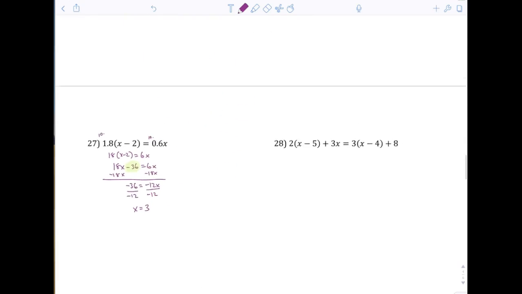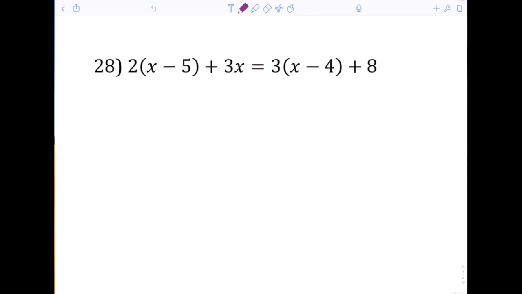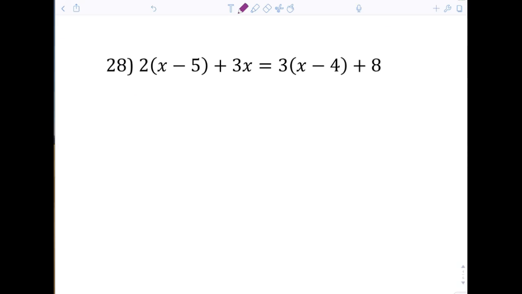Now let's continue on. 28. All right, this was the tricky one. I want everybody to distribute and combine terms. I'm going to let Ian start me out. Distribute for me. What do I get? So you get 2x minus 10 plus 3x equals 3x minus 14, minus 12, and then plus 8.